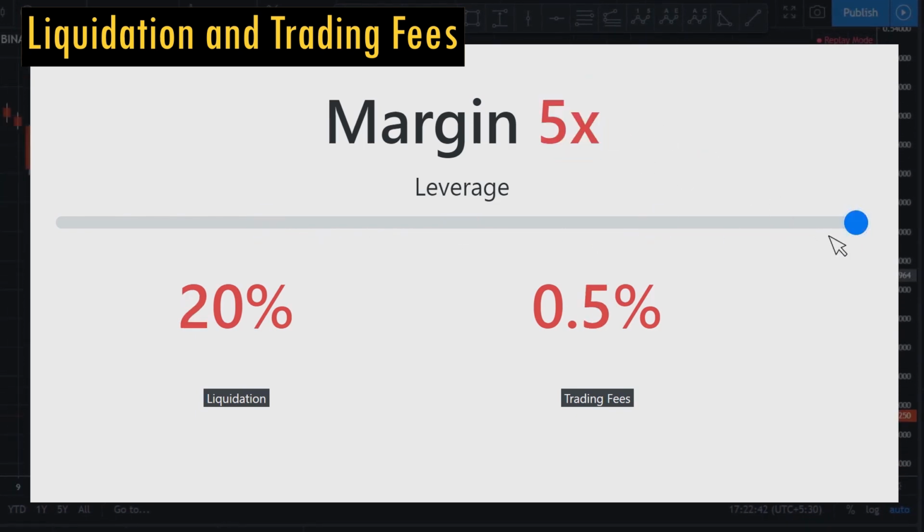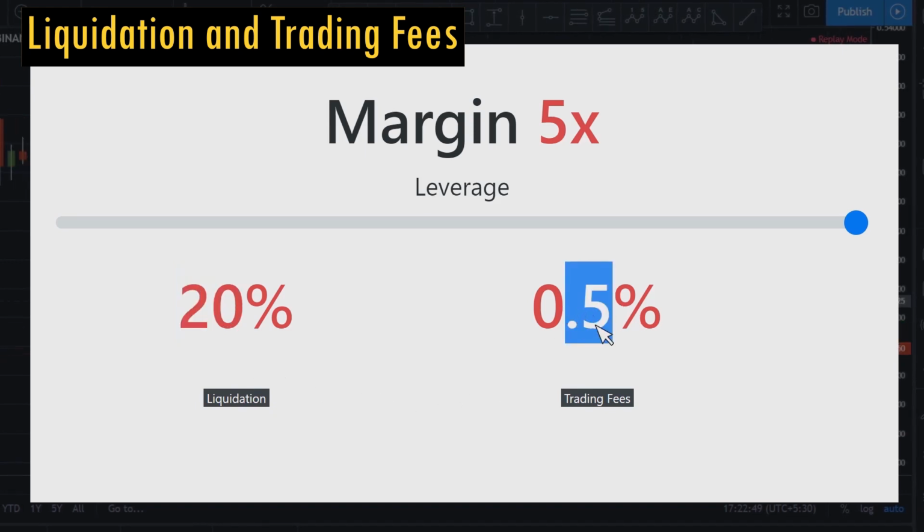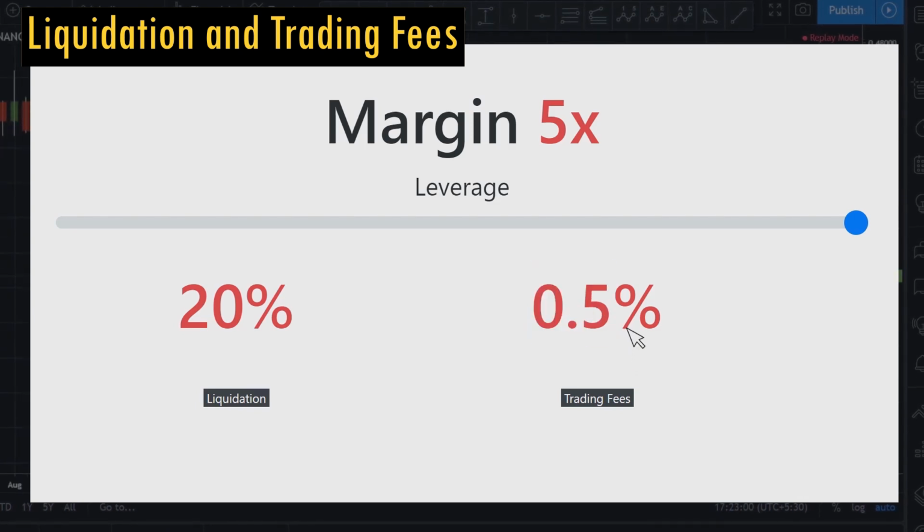If I increase the leverage to 5x, you can see the liquidation price is just 20%. So if I lose more than 20%, then that's it. I lose all my funds. And the trading fees are also 0.5% per trade. So if my strategy does not make more than 1%, then I end up with losses. And even if I buy and sell at the same price, I would still end up losing 1%, right? So that is one thing that you have to keep in mind when you do margin trading.